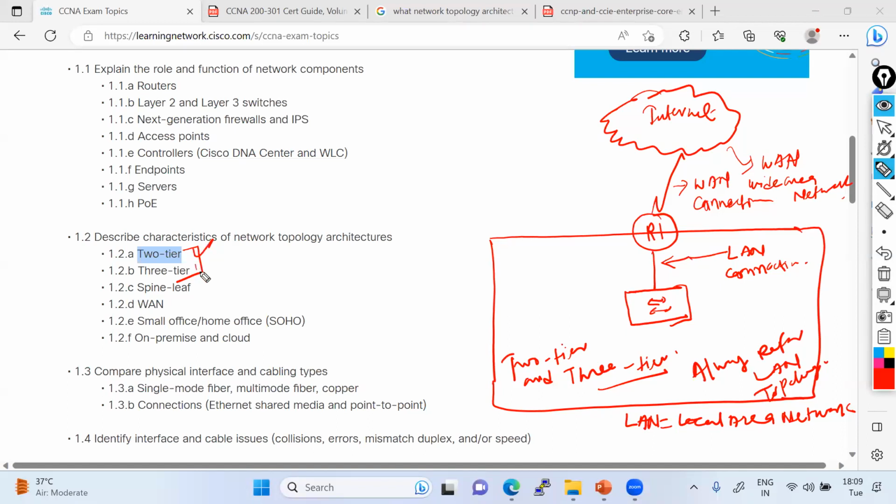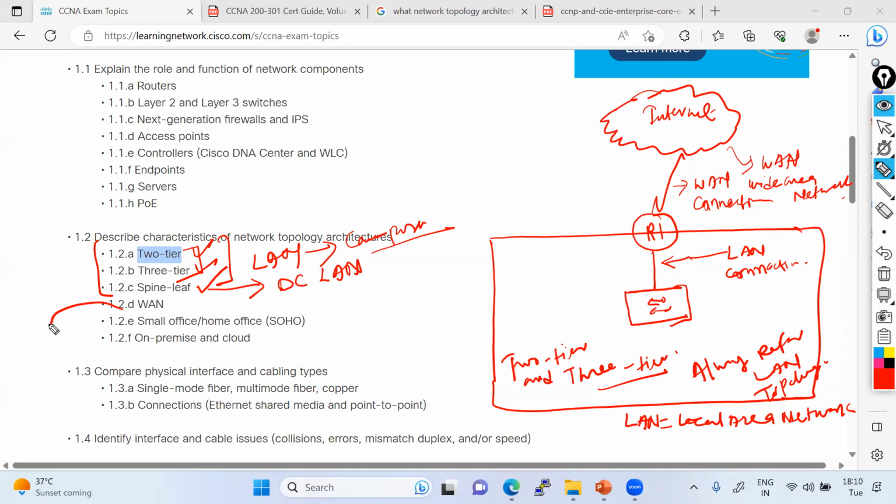So two tier, three tier, and even the leaf and spine, they are all related to the LAN. But this one is more about a data center LAN, DC LAN, and this is more about the campus LAN, meaning your office's LAN. These all three are the LAN, and this is the WAN. WAN is a different one. So if I'm talking about the two tier, three tier architecture, that means we are referring to a LAN.